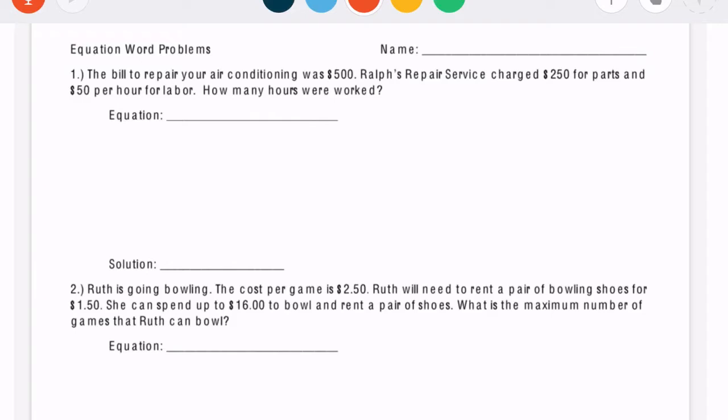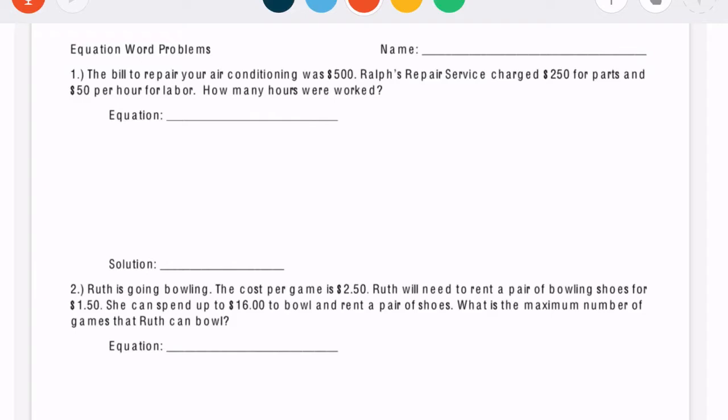If you look at numbers 1 and 2, number 1 has to do with air conditioning repair, which you might have to worry about eventually. And number 2 is definitely something that could apply to you right now as an 8th grader. You're going bowling, but we will get to that in a second.